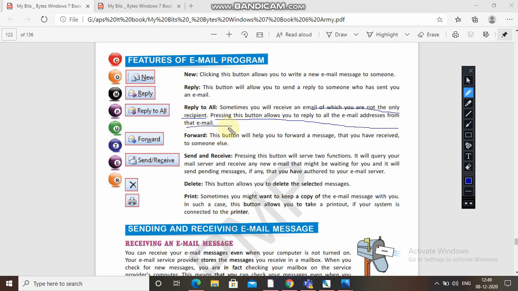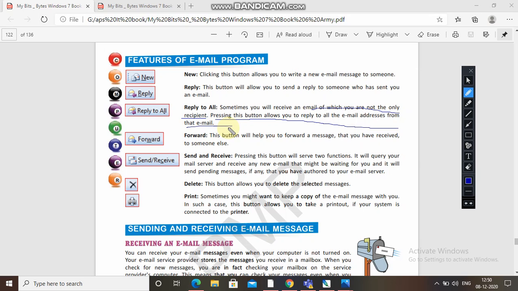Forward. This button will help you to forward a message that you have received to someone else. Means the person whom you don't know, you have received this message from that person, and if you want to send it on, then forward that message, that letter. Okay, and that person will receive it.